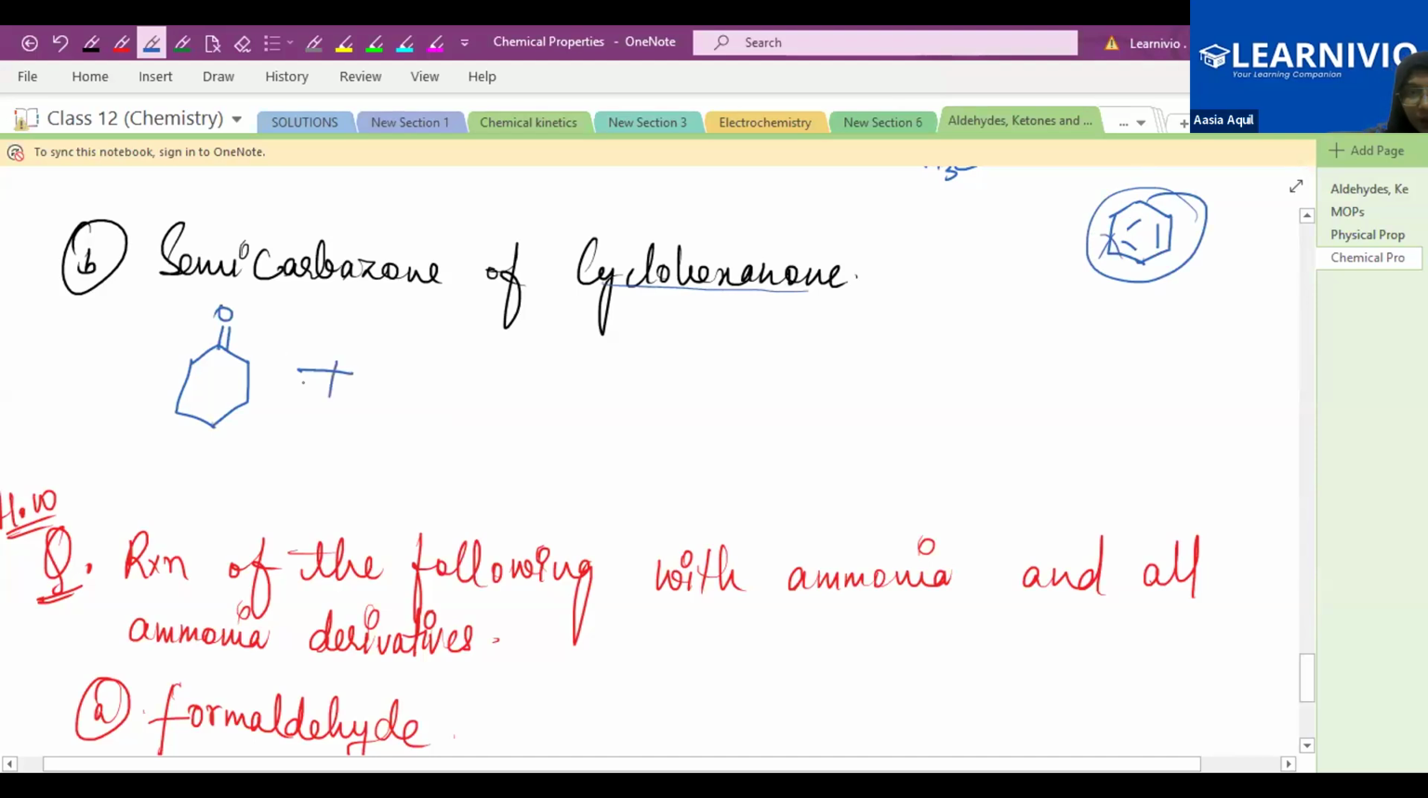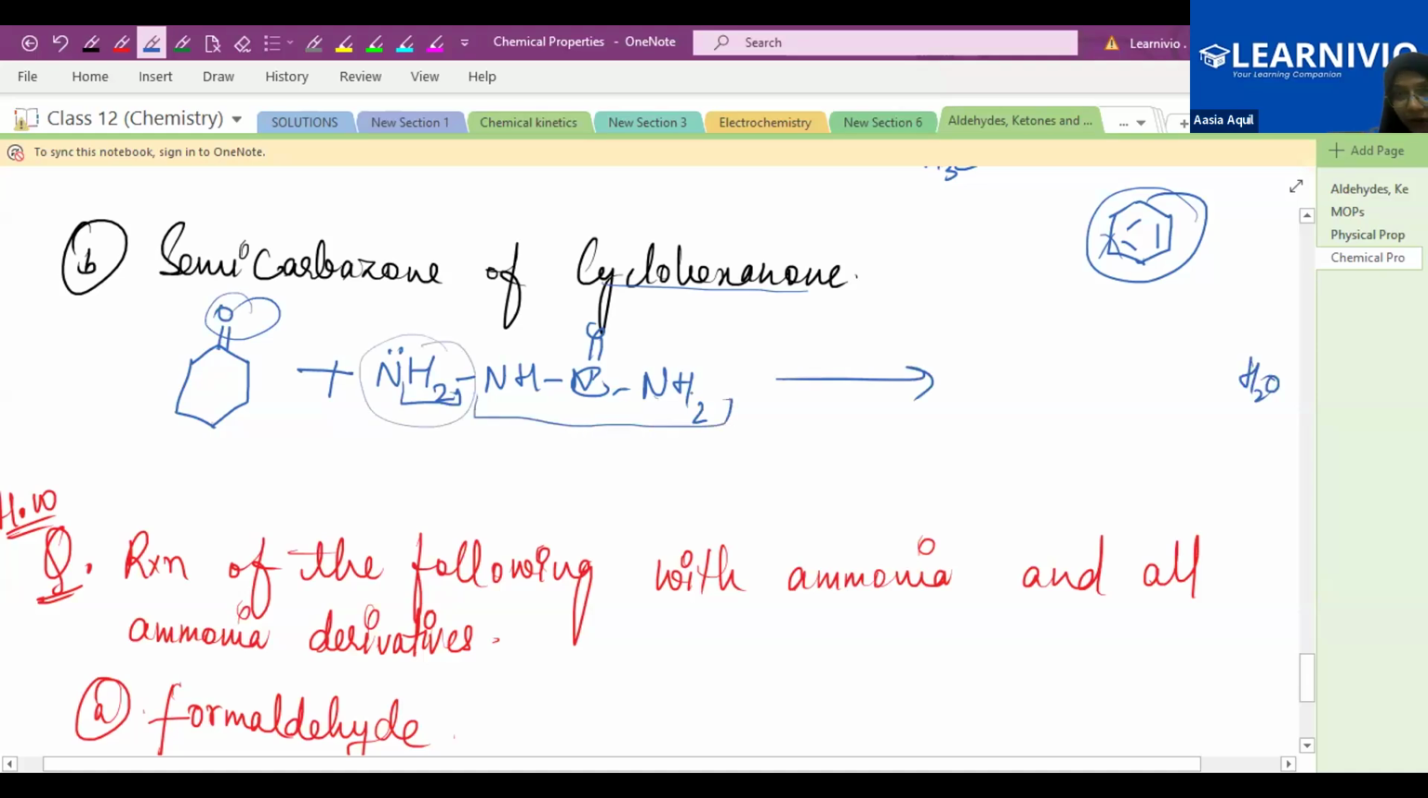Plus, whenever you treat it with semicarbazide, what is semicarbazide? NH2, NH, CO, NH2. You know very well this nitrogen will not participate due to delocalization. This nitrogen will be involved. So remove two hydrogens from this nitrogen and the oxygen as water. And what is the Z group over here? Other than NH2, this group is your Z group.